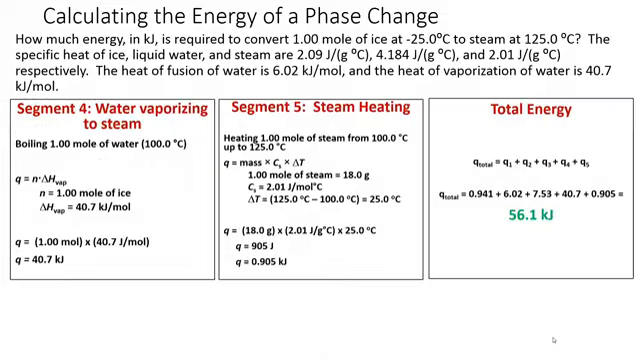Now we transition to segment 4, which is vaporizing water to steam. We're going to boil 1 mole of water at 100 degrees Celsius. We're going to change it entirely from a liquid at 100 degrees Celsius to entirely a gas at 100 degrees Celsius. There is no delta T, so we need the Q equals N times the heat of vaporization equation. N in this case still remains 1.00 moles. The delta H of vaporization as given in the problem is 40.7 kilojoules per mole. 1 times 40.7 kilojoules per mole gives us 40.7 kilojoules.